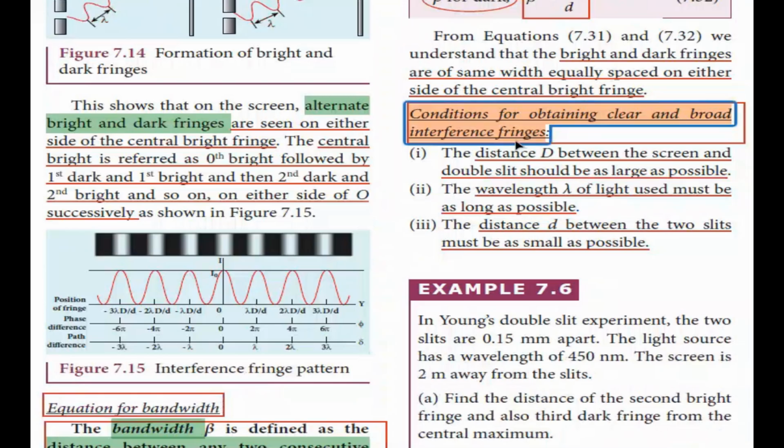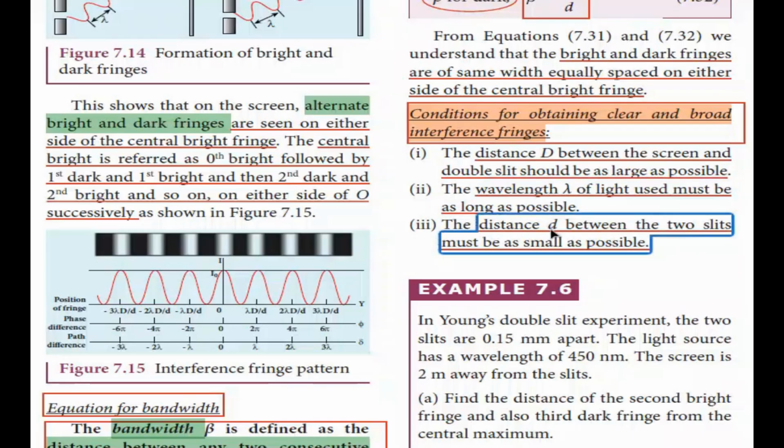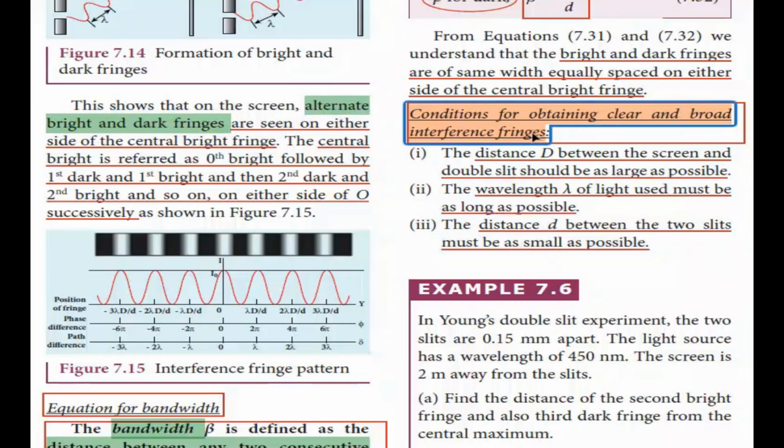Now let us see what are the conditions for obtaining clear and broad interference fringes. First, the distance D between the screen and the double slit should be as large as possible, about 1 meter. The wavelength lambda of light used must be as long as possible. Next, the distance d between the two slits must be as small as possible. So these are the conditions for obtaining clear and broad interference fringes.